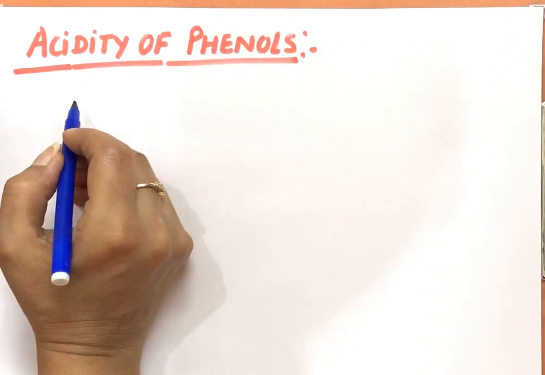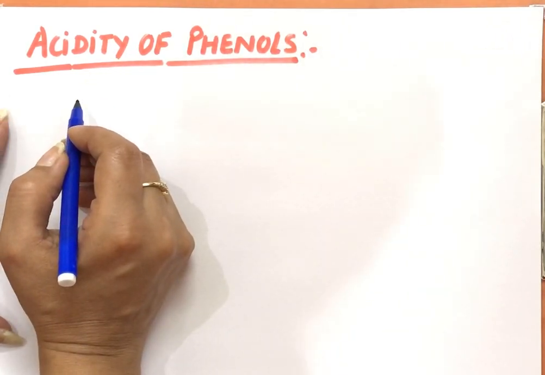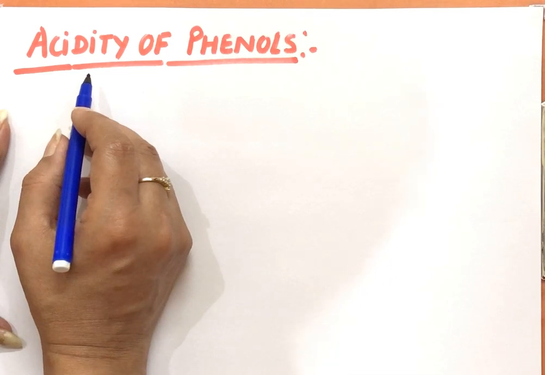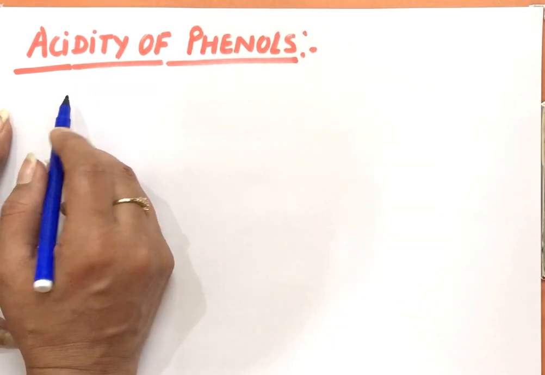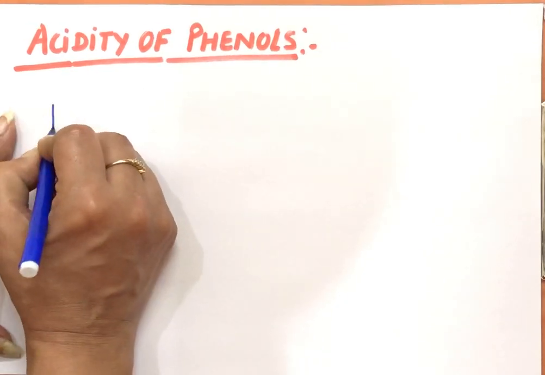We are starting with the next topic of the alcohols and phenols chapter: acidity of phenols. Before this, we have covered primary, secondary, and tertiary alcohols, and the behavior of alcohol and water in acidic nature. Now we are doing the acidity of phenols. Phenols are acidic in nature.